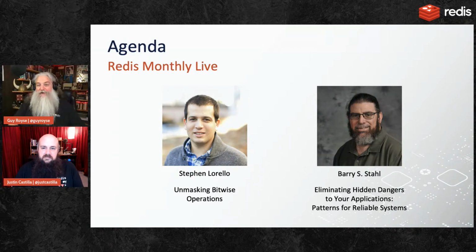And then we also have Barry Stahl. Barry is a friend of mine. He's someone I've known for a long time from the conference circuit. He's going to be talking about some patterns from reliable systems using microservices, and he's going to be using some Redis streams to show us how to do that. So that's what we've got on for today.